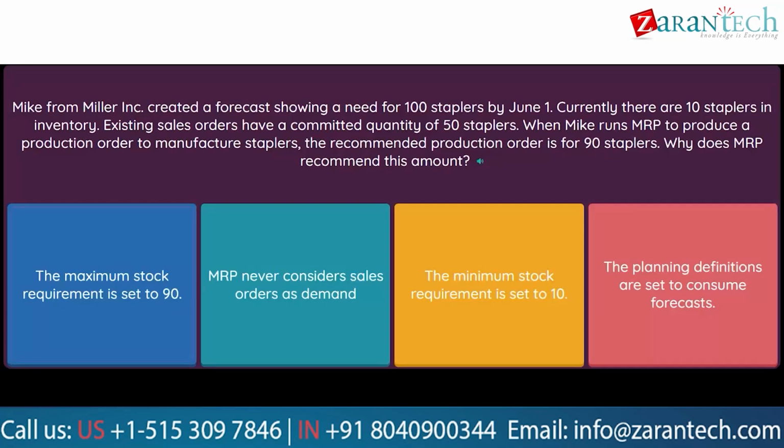Option 1, the maximum stock requirement is set to 90. Option 2, MRP never considers sales orders as demand. Option 3, the minimum stock requirement is set to 10. Option 4, the planning definitions are set to consume forecasts.